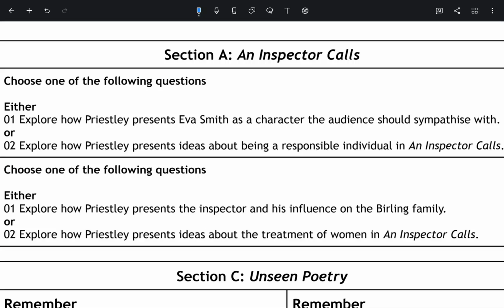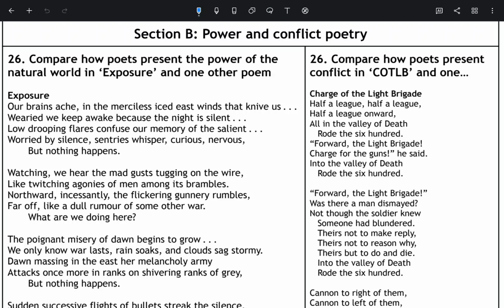So that's Section A. Now moving on to Section B. For Section B, to those of you doing Power and Conflict, you would know that there are 15 poems, and then you would need to answer a question based on the one they provide. Now, one of the questions could be, compare how poets present the power of the natural world in Exposure and one other poem. Or alternatively, you could have, compare how poets present conflict in The Charge of the Light Brigade and one other poem. Now, these are two possible poems that may come up.